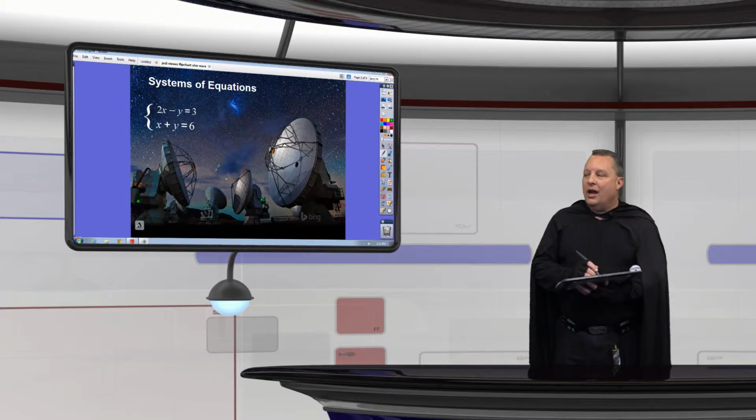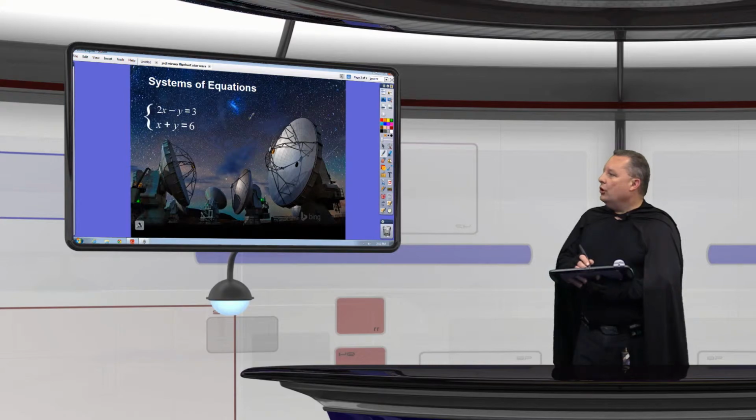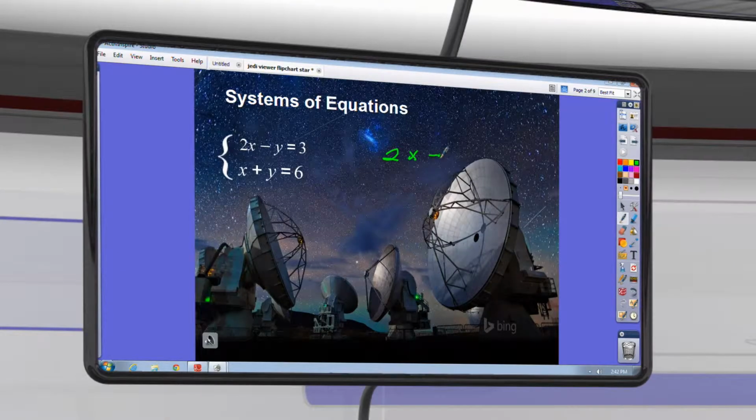And to do that, we have to solve each equation for y. So I'm going to take the first one, 2x minus y is equal to 3, and I'm going to solve that for y. So I start out by subtracting 2x from both sides. And I want to put it in slope-intercept form. And if you recall, slope-intercept form looks like this. Y equals mx plus b.